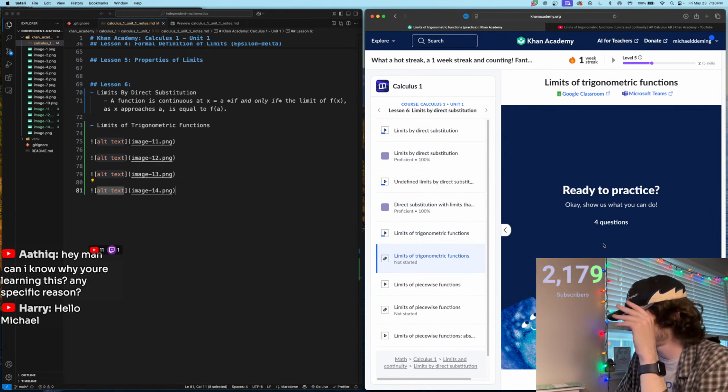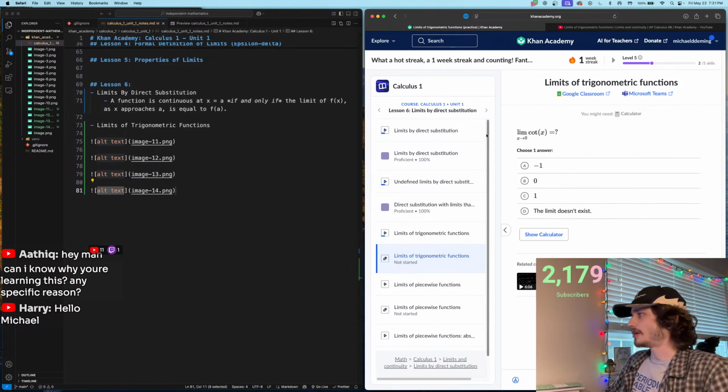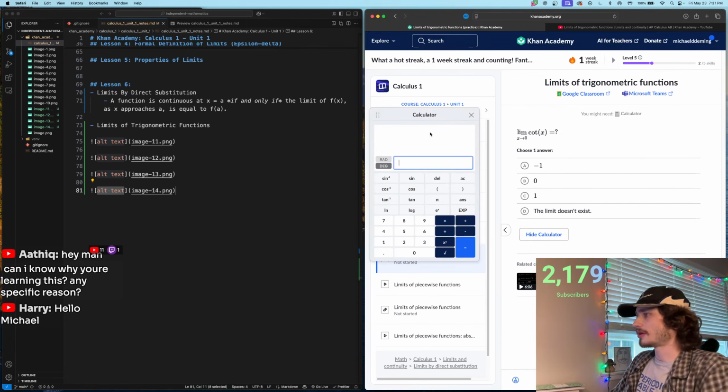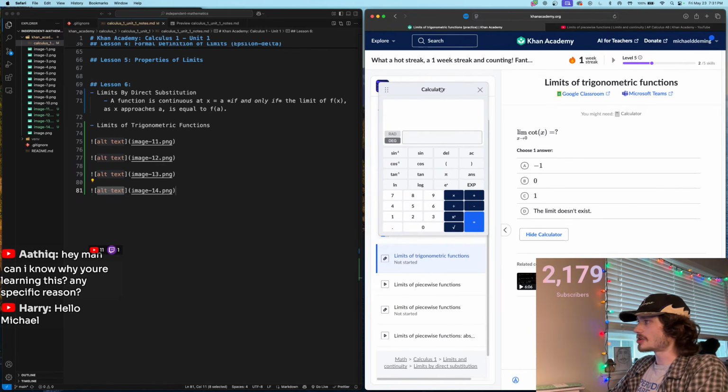All right, let's try some of these trigonometric ones. These might be a little bit more challenging. Okay, cotangent. Let's think a little bit about limits. Okay, cotangent of x as x approaches 0. So we want to just take the cotangent.